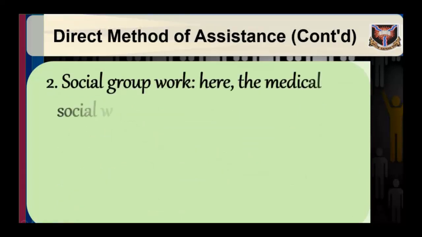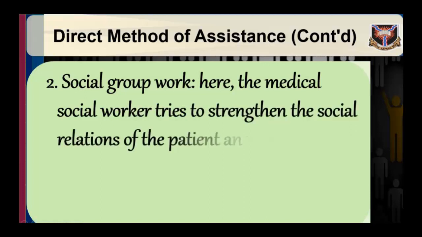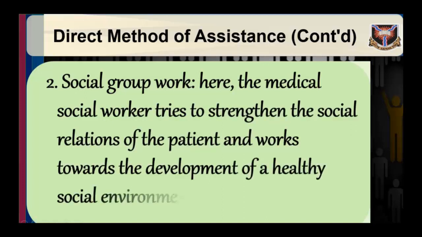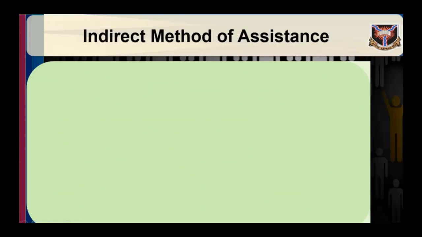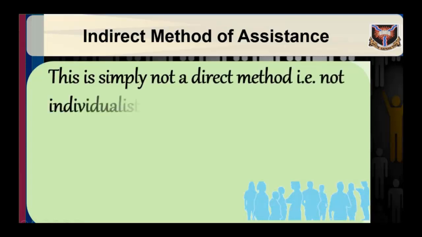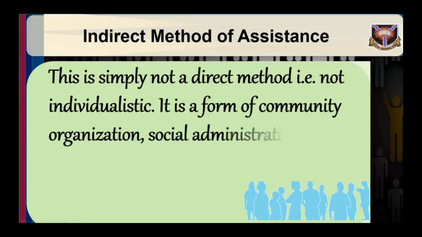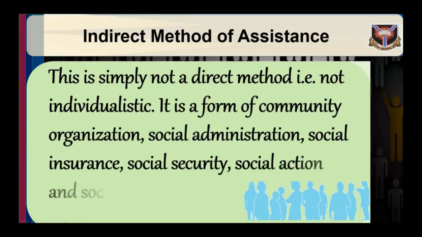Social group work: here, the medical social worker tries to strengthen the social relations of the patient and works towards the development of a healthy social environment for the patient. Indirect method of assistance. This is simply not a direct method, that is, not individualistic. It is a form of community organization, social administration, social insurance, social security, social action, and social work research.